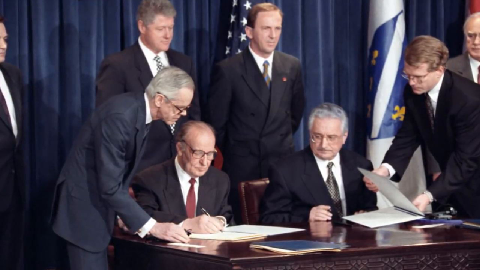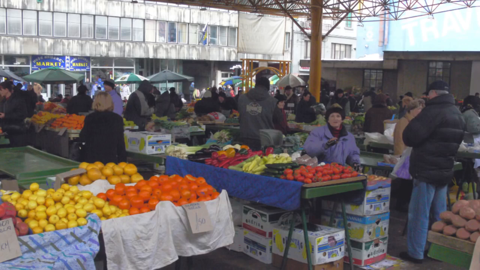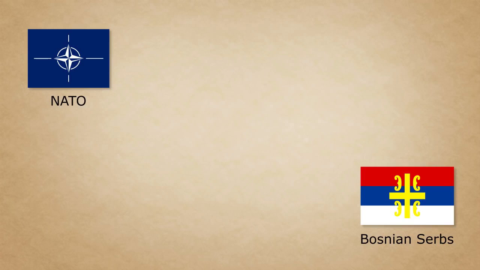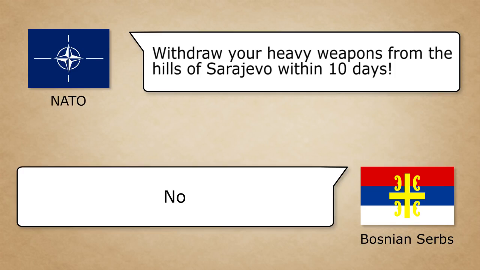They agreed to this as they wanted help from the West to retake their own land in Croatia. In February of 1994, a mortar attack on Sarajevo's marketplace caused the death of 68 civilians. In response to this, NATO issued the Bosnian Serbs with an ultimatum: withdraw your heavy weapons from the hills of Sarajevo within 10 days. The Bosnian Serbs rejected the ultimatum.